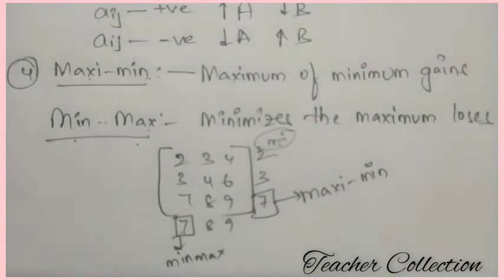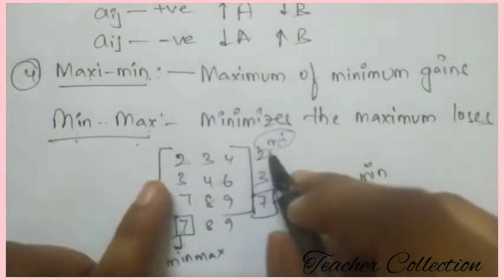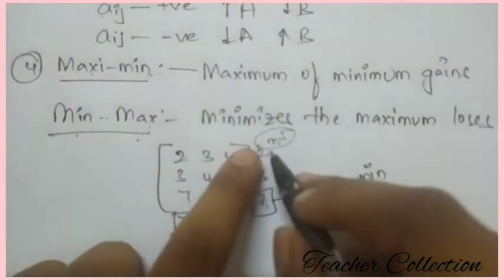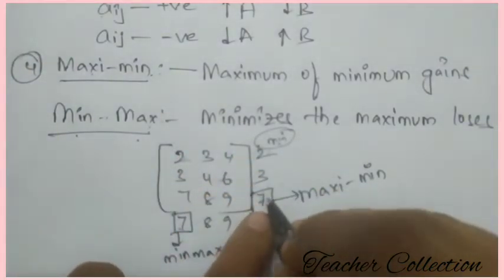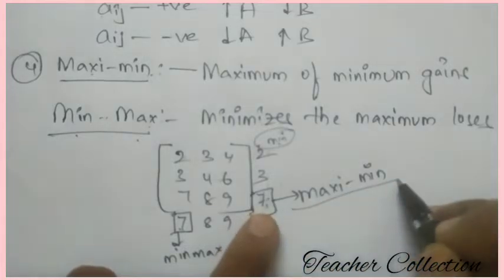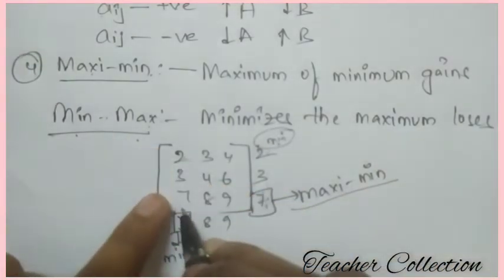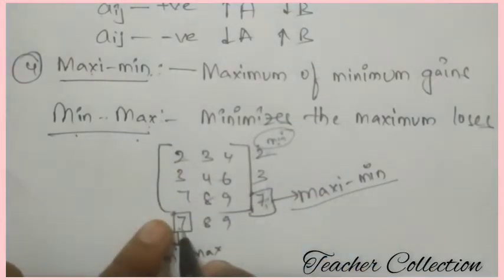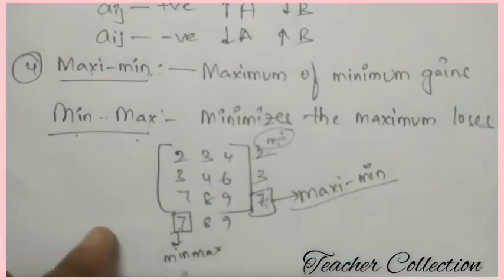I hope you understood this. Very simple. We first find the smallest values, the minimum values. Then from the minimum values, we find the maximum value, that is maximin. And first we find the maximum values. From the maximum values, we find the minimum, that is min-max.